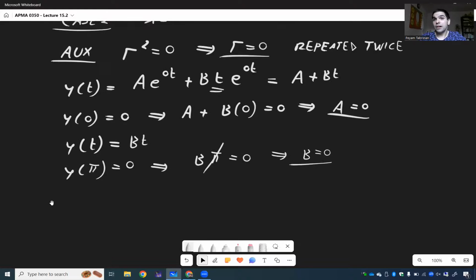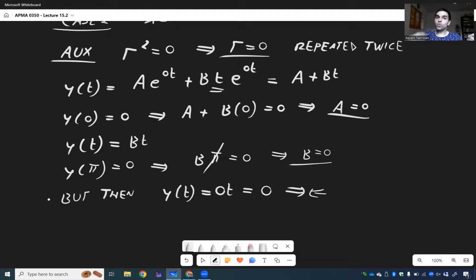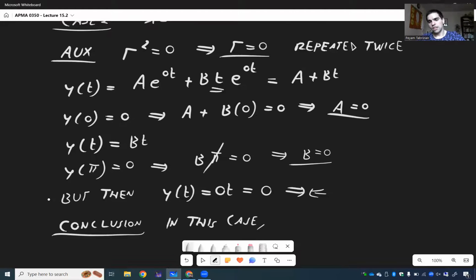But that is a problem because y of t then becomes 0t, which is 0. And again, which is a contradiction because once again, we want non-zero solutions. So our conclusion here is that also in this case, we have no non-zero solutions.